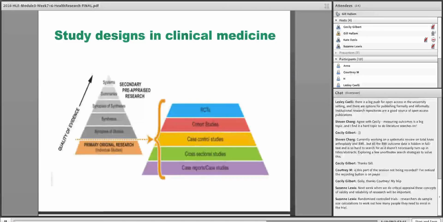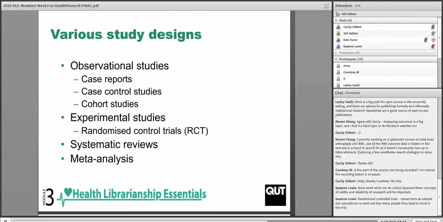If you remember earlier on in the course, we talked about the evidence pyramid and the different types of study design which go into those. Just moving forward, I've got a URL, various study designs that are listed there. Observational studies involve case reports, case control studies, cohort studies. Experimental studies are the randomized controlled trials. Suzanne's just mentioned those. Then there's systematic reviews and meta-analyses.